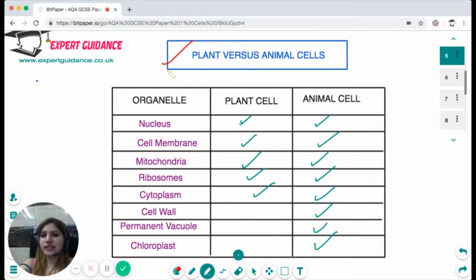So this is a table that summarizes the differences and similarities in both plant and animal cells. In the exam, they can ask you to give two similarities or two differences. So you should know both similarities and differences in both of these cells.